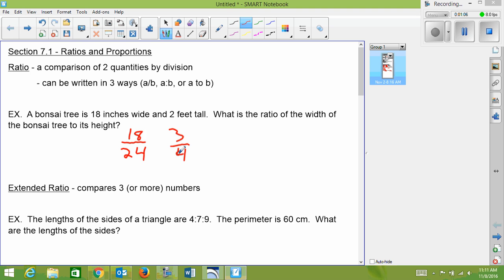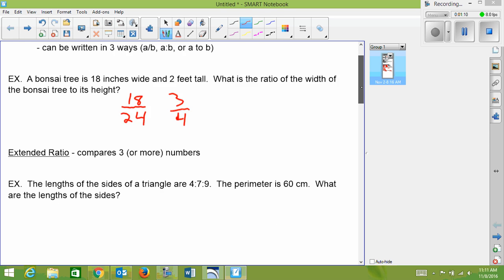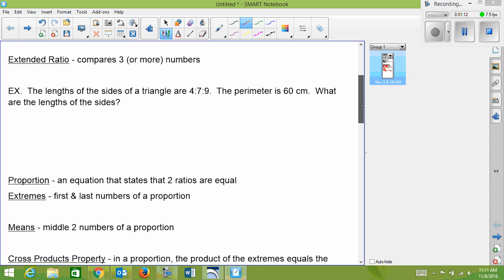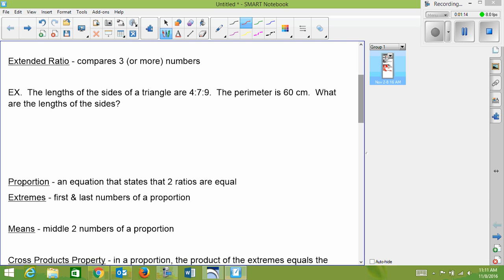An extended ratio compares three or more numbers. And I have an example of that here. The lengths of the sides of a triangle are 4 to 7 to 9. That's a ratio. It's more than two sides that they're comparing. The perimeter is 60 centimeters. What are the lengths of the sides? You can set that up into a little equation to solve this.